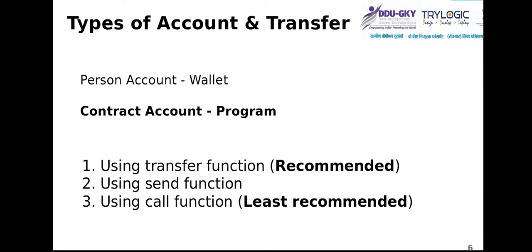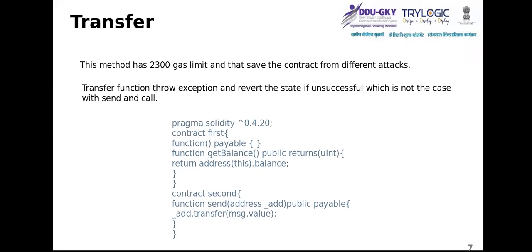We can do it with some more functions. And one more is the call function. That is least recommended because it is vulnerable to the contract. So there are three types of functions. One is the transfer function. This particular method has the gas limit of 2300, and it is the most secure function, we can say. It saves us from all the attacks.